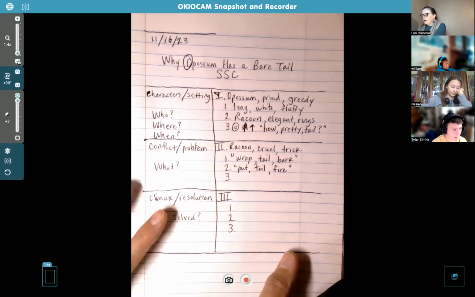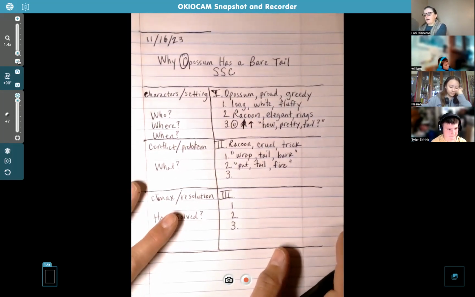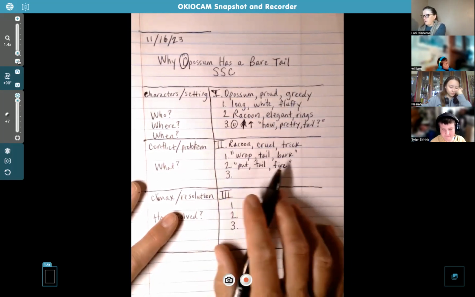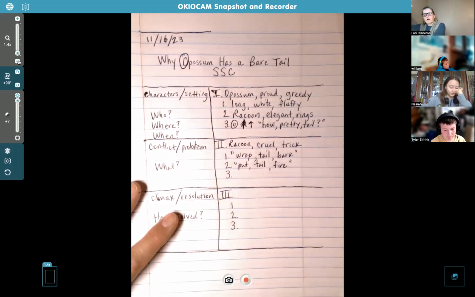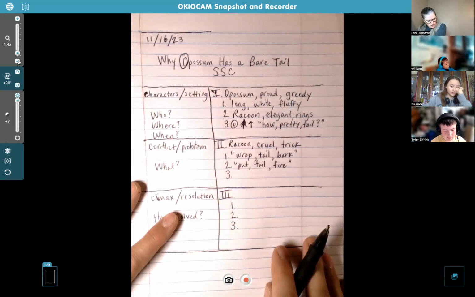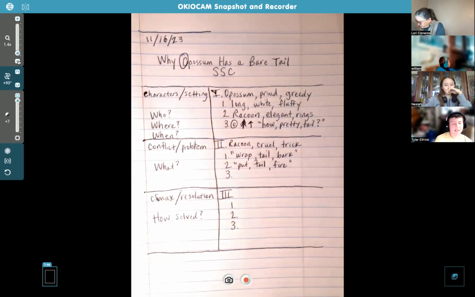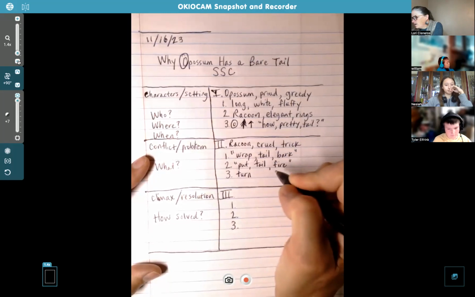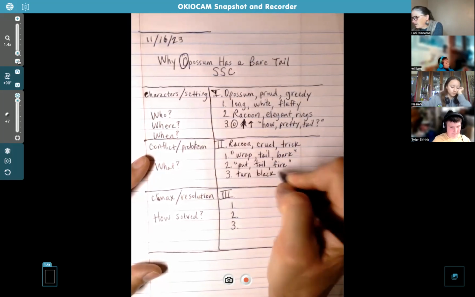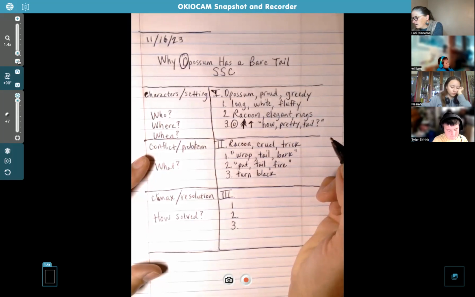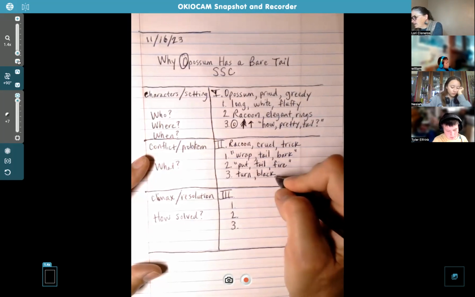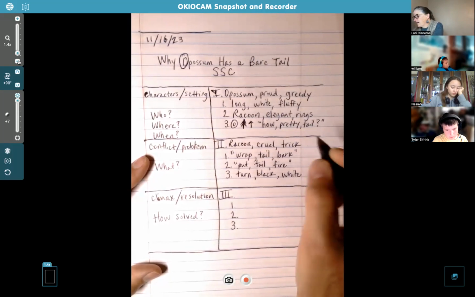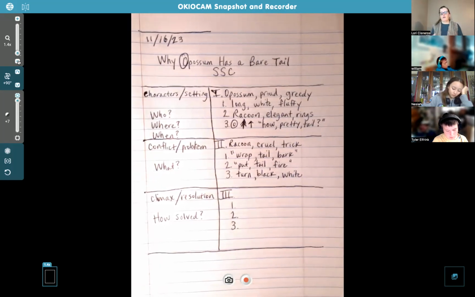Okay, what did Raccoon say would happen if Opossum wrapped his tail with the bark and put it in the fire? What did he say would happen? Remember after he says then, his tail would turn black. Yes, turn black and white, and some would stay white, right? We could just put turn black, white, so some of it would turn black with the rings, right?